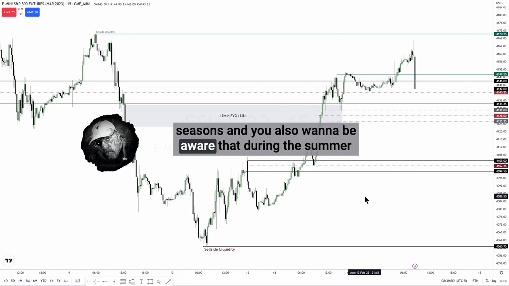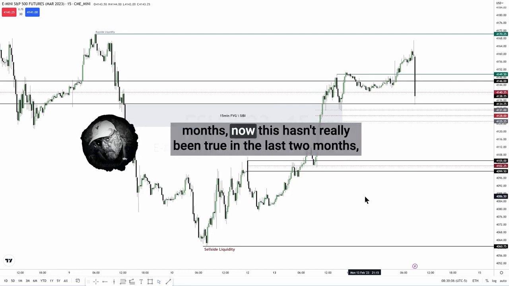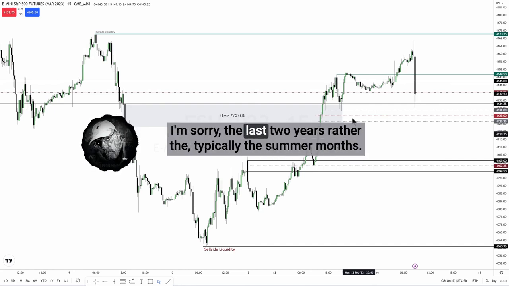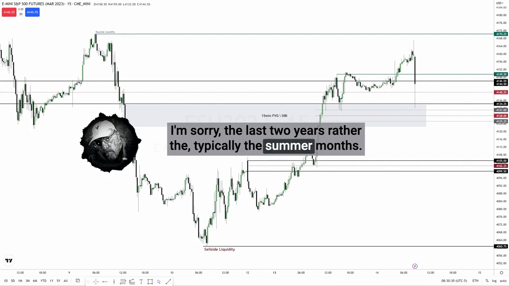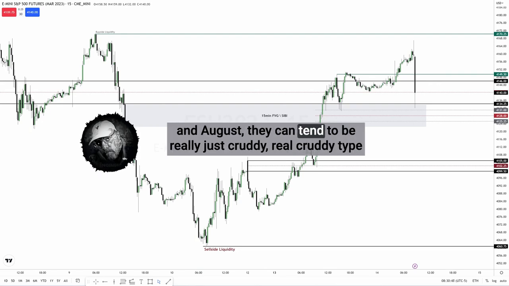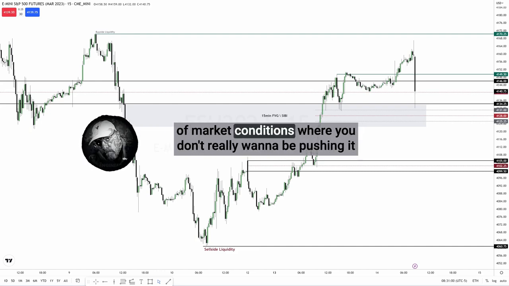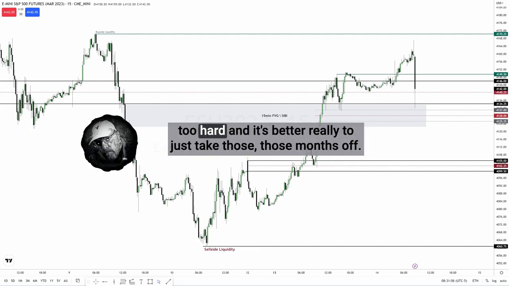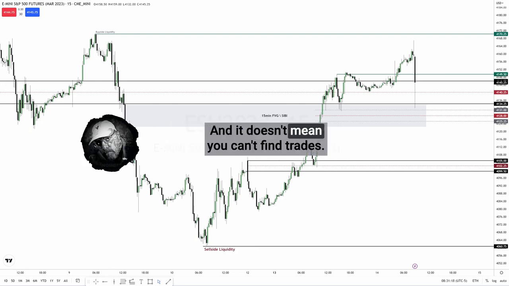And you also want to be aware that during the summer months, now this hasn't really been true in the last 2 years. Typically the summer months, and when I say that, it's like July, some of June's good, but July and August, they can tend to be really just cruddy market conditions where you don't really want to be pushing it too hard. And it's better really to just take those months off. And that doesn't mean you can't find trades.